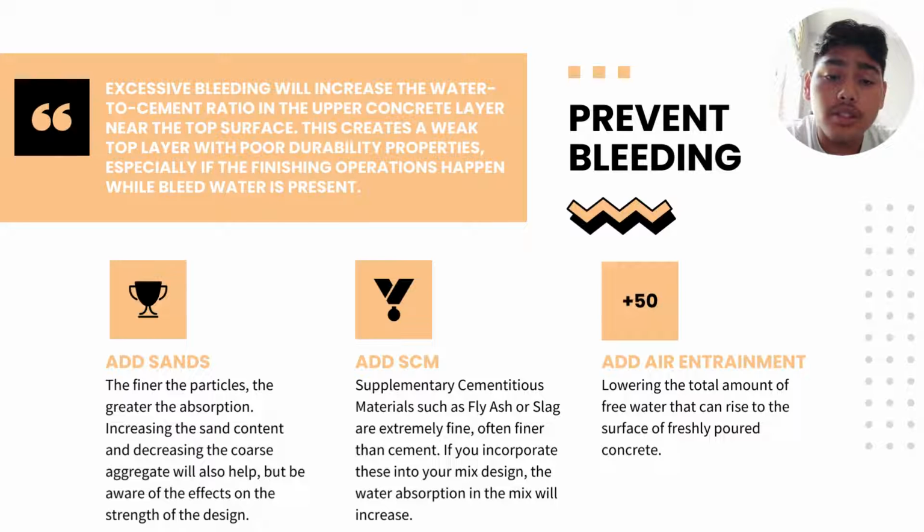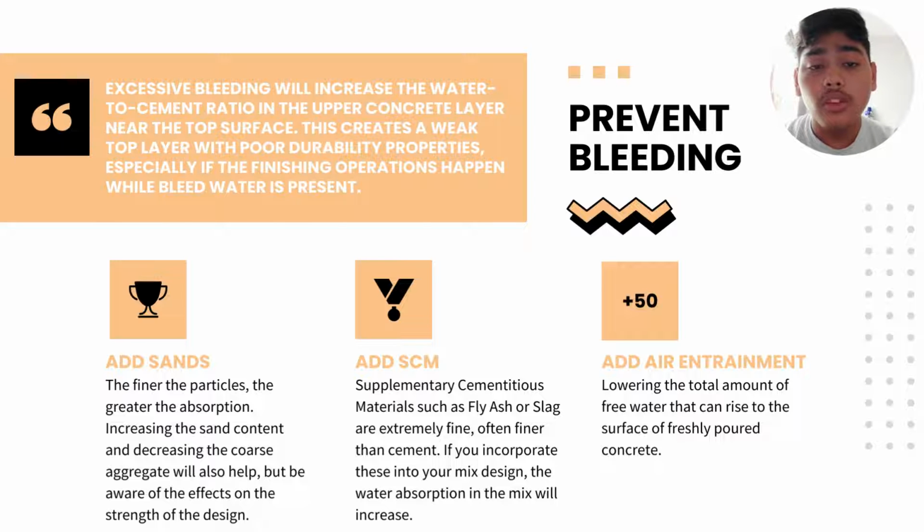If the finisher starts finishing the concrete with bleed water present, the water will be forced into the top layer, severely weakening the concrete. Here are some methods for reducing the possibility of concrete bleed. First of all, add sand. As a fine particle, sand can absorb water.